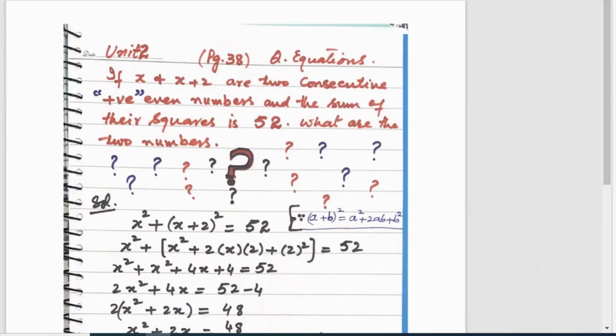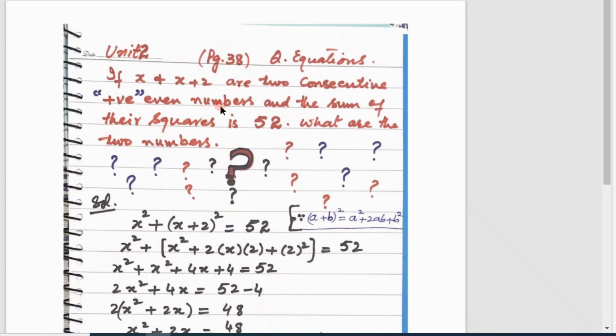Hello guys, my today's topic is word problem involving quadratic equations. The problem is in front of you. If x and x plus 2 are two consecutive positive even numbers.